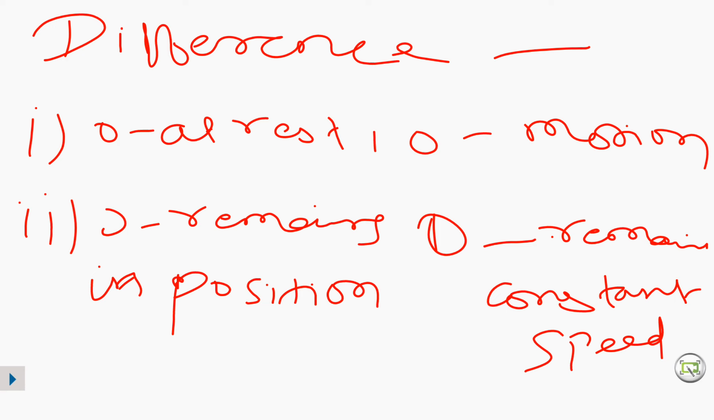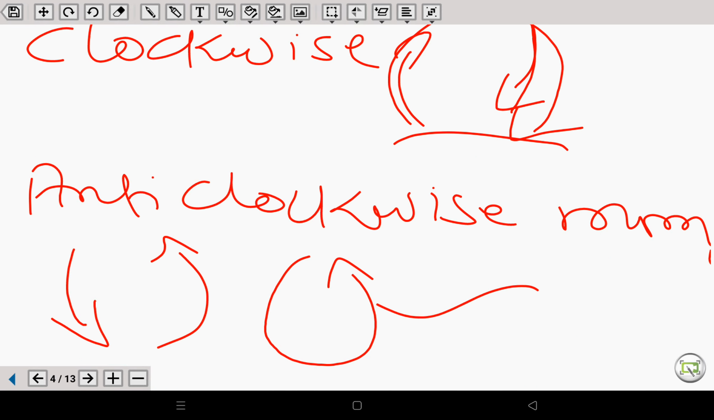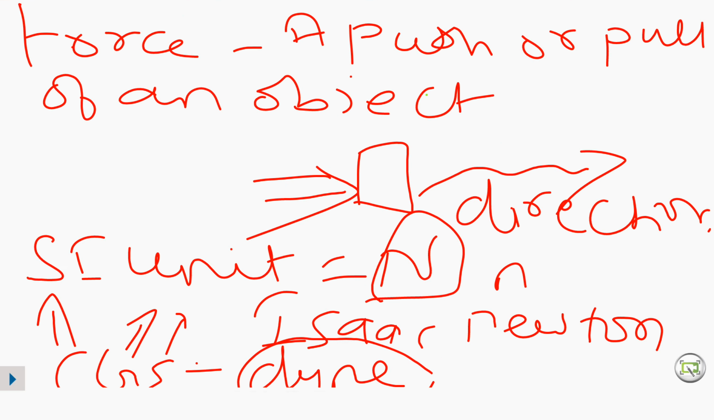So with this we have completed this chapter. Let us have a quick recap of what we have studied today. So first, force. What is a force? A force is a push or pull on an object. What is the SI unit of force? Newton. Why is it capitalized? To honor the scientist Isaac Newton.